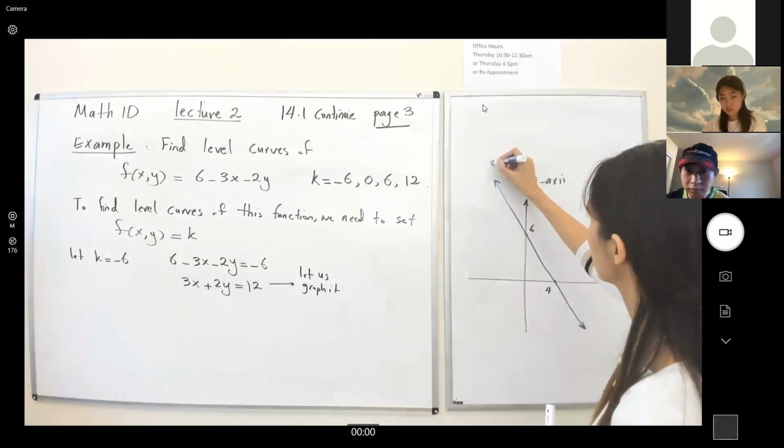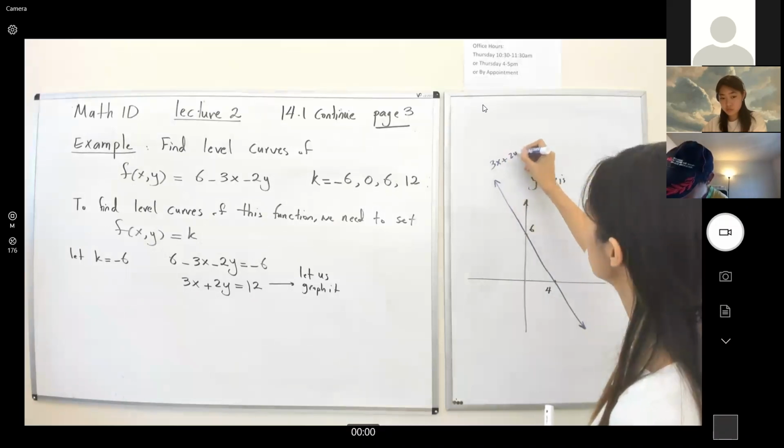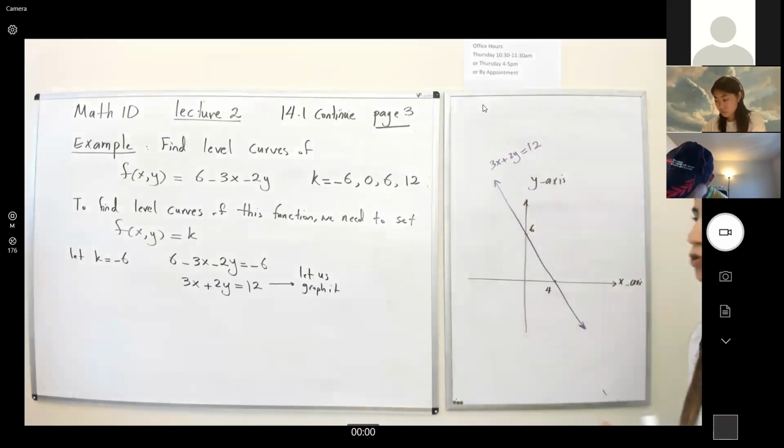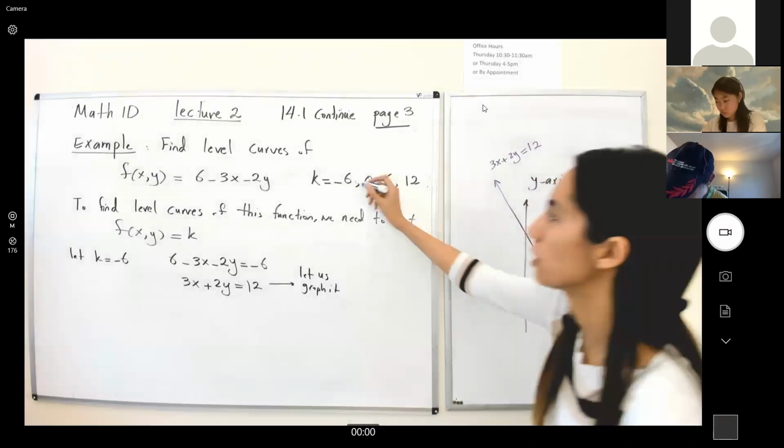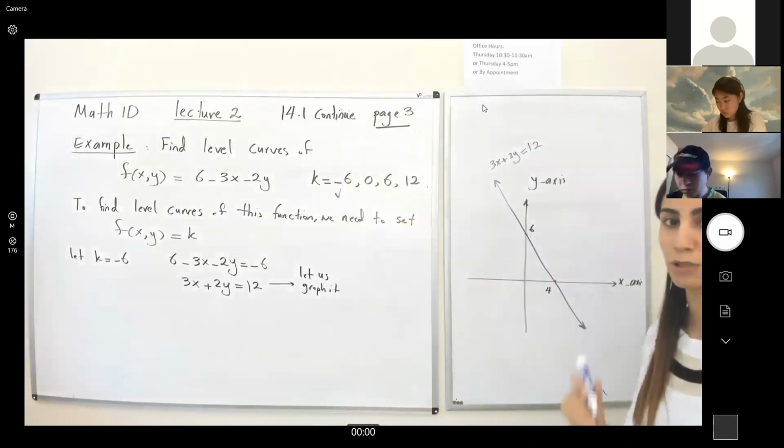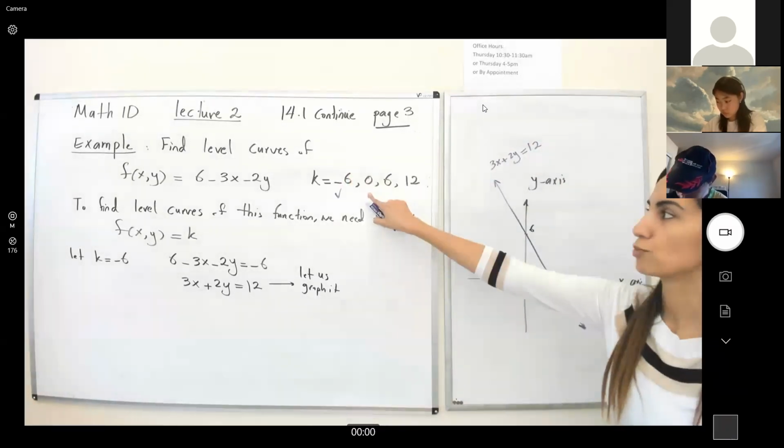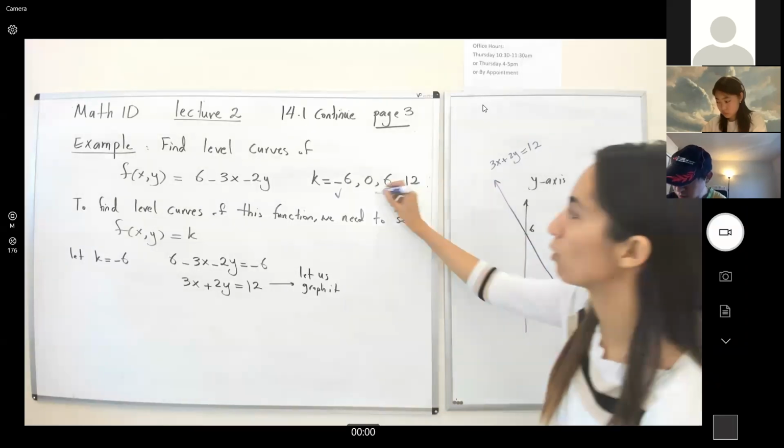So here you have 3x plus 2y equals 12. This is for my first k. I'm going with that. Let us move on to the second k, which is equal to 0.